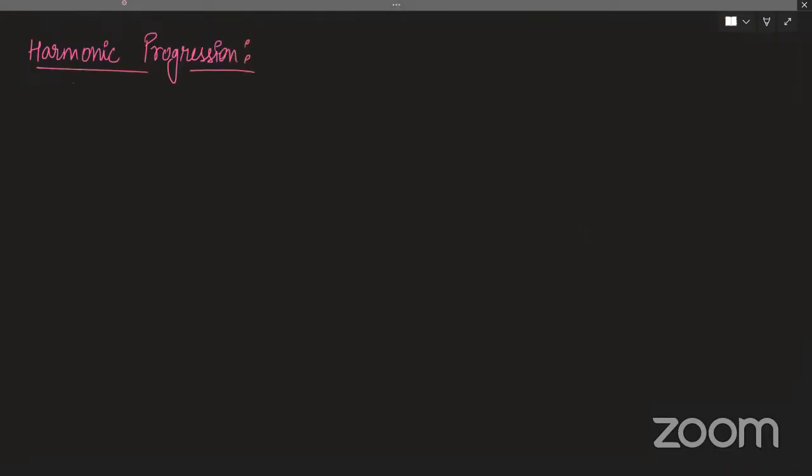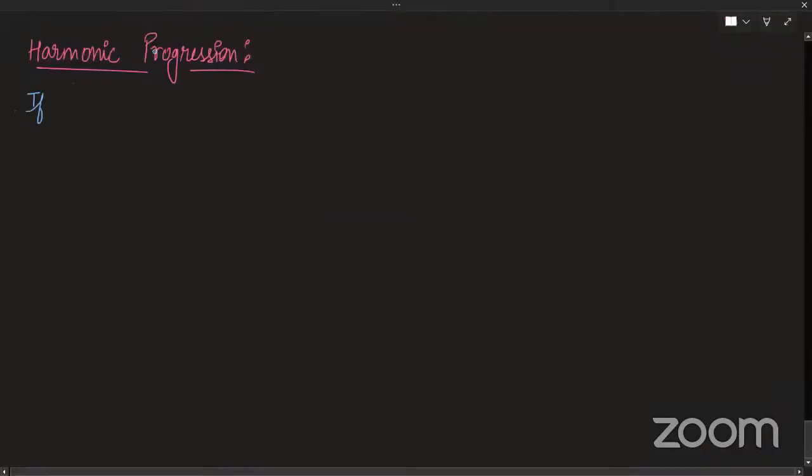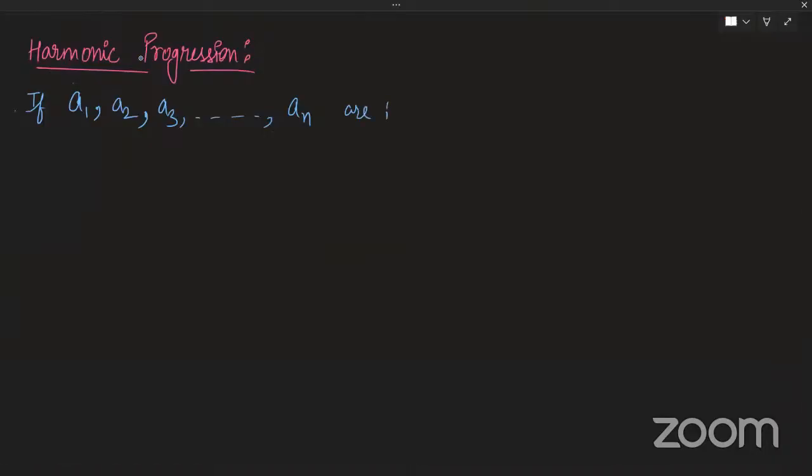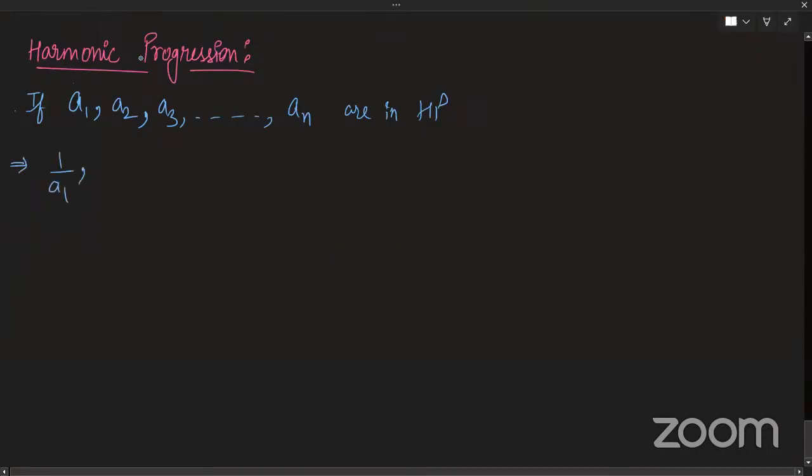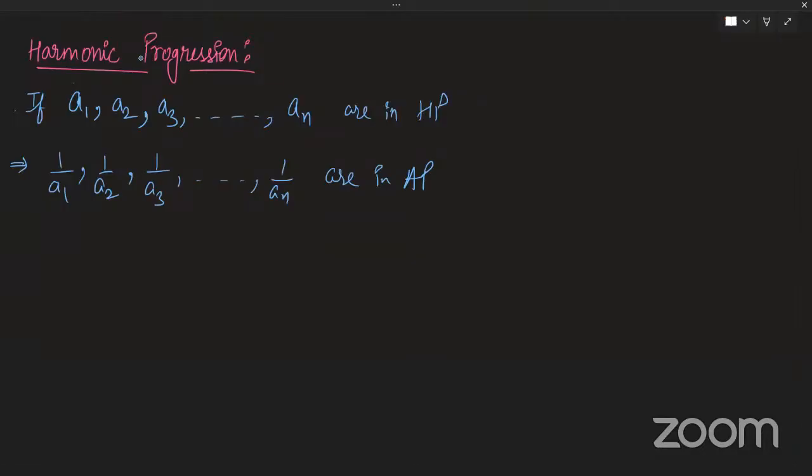So what happens in harmonic progression is, if A1, A2, A3, and so on up to AN are in harmonic progression, it means that 1 by A1, 1 by A2, 1 by A3, up to 1 by AN are in arithmetic progression. It is the reciprocal of arithmetic progression.